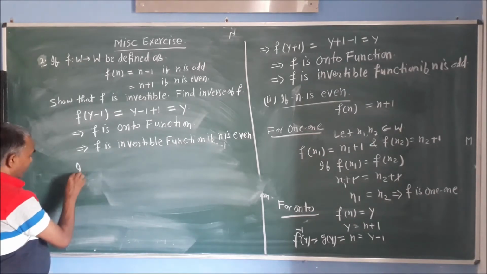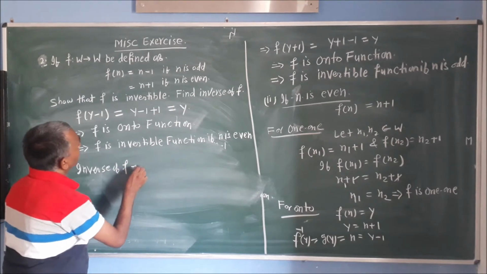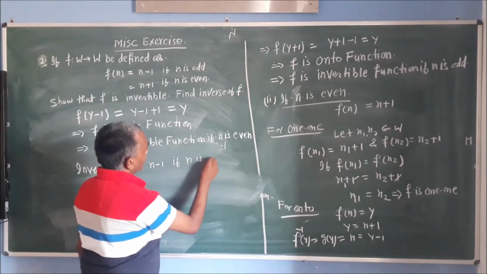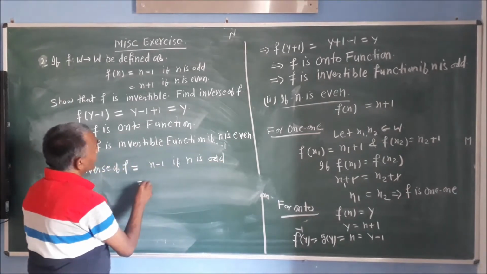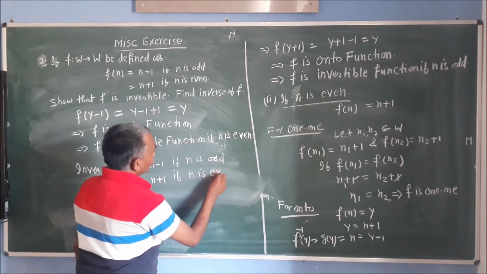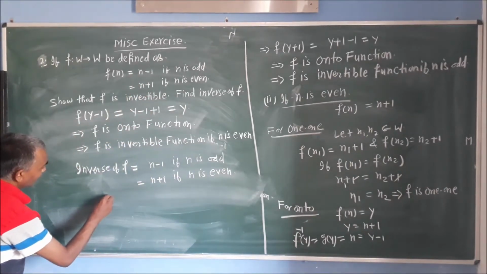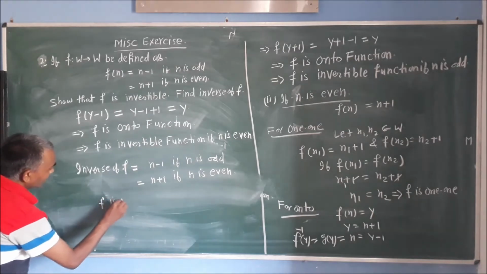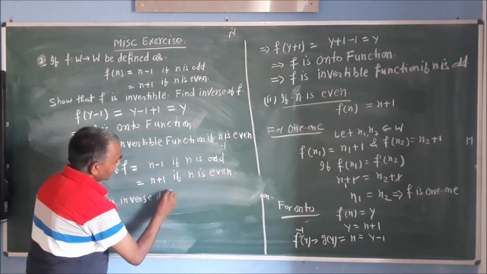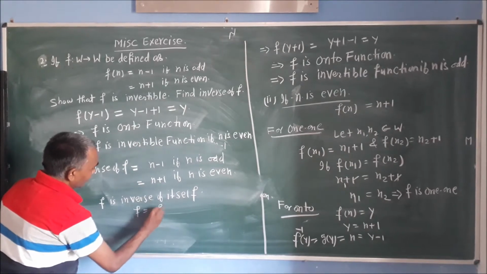So the inverse of f is equal to n minus 1 if n is odd, and this is also equal to n plus 1 if n is even. So you will get the same result here. That means f is the inverse of itself. So we can write that f is equal to f inverse.